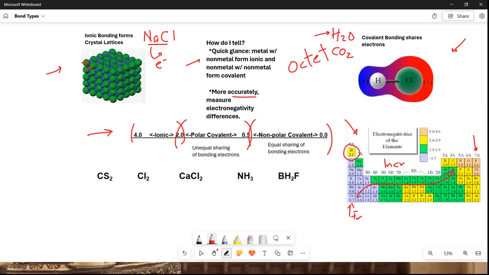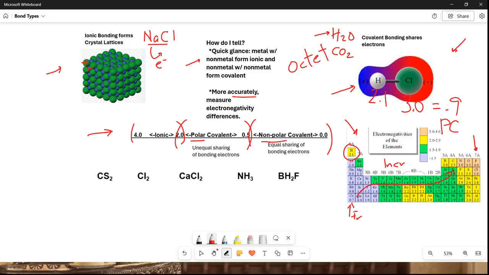Now, why not just covalent? What's this explanation here of polar and nonpolar? We're talking about how equally the two atoms are sharing those electrons. Over here we have a picture of hydrogen and chlorine. Hydrogen has an electronegativity of 2.1 and chlorine has a value of 3.0. When we subtract the difference, we get 0.9, which is going to be a polar covalent bond.